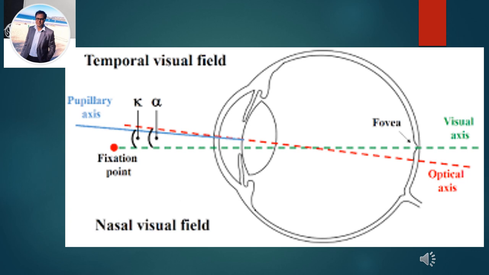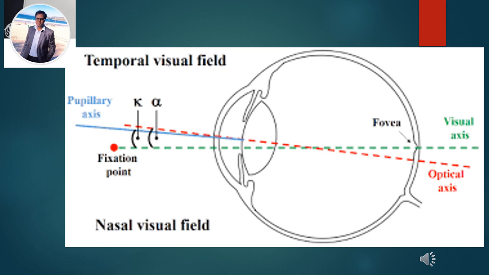But nevertheless, let's touch upon the points. The angle kappa is the difference between the pupillary axis and the visual axis. So I repeat, angle kappa is the difference between the pupillary axis and the visual axis. So the light that passes through the pupillary axis, that is the center of the pupil, may not reach the fovea, right? It may be reaching somewhere else in the retina, but not absolutely where the photoreceptor cells, the cone cells, are on the fovea.